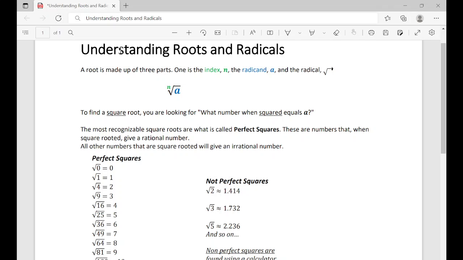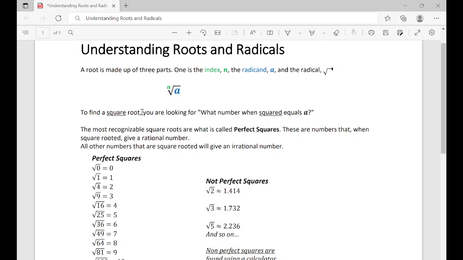Understanding roots and radicals. A root is made up of three parts. One is the index n, which is here, the radicand a, which is what's underneath the root symbol, and then the root symbol itself, which is called the radical.